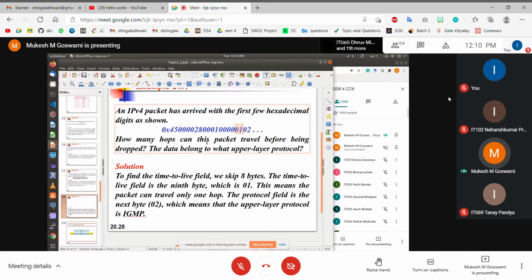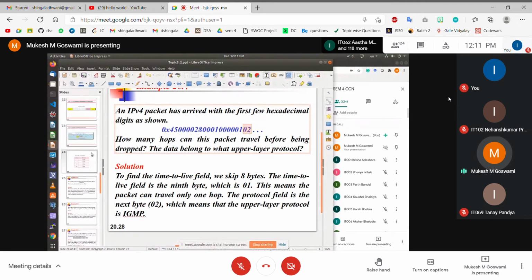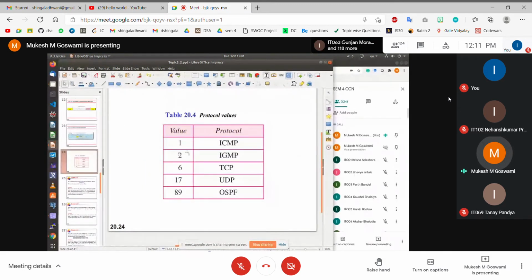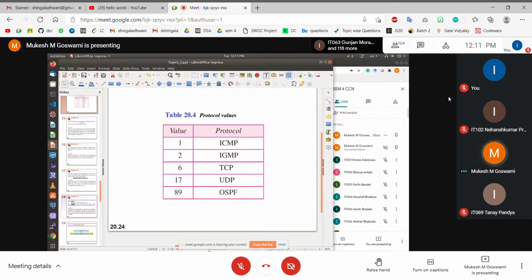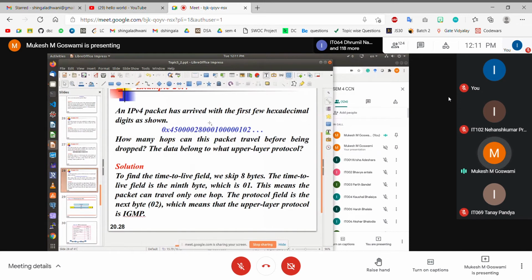The next thing that we need to know is the upper layer protocol. The next 8 bits tell us the value of the upper layer protocol. So 02 is the value of the upper layer protocol, and as we already know, 02, that is 2, means it is an IGMP packet. Okay. So from this, this is the kind of information we came to know, that the packet can travel only up to 1 hop.